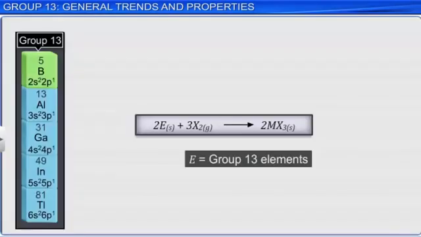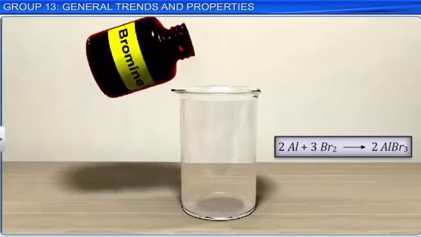The group 13 elements, with the exception of thallium, react vigorously with the halogens to form halides. The reaction of aluminium with bromine is shown here.